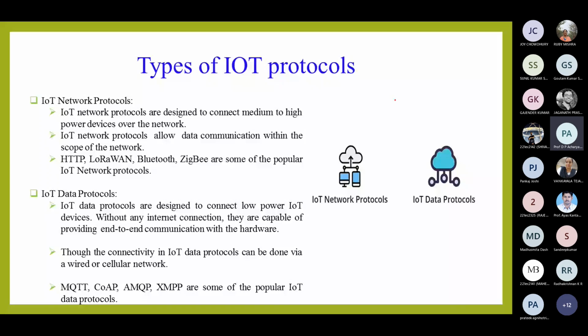We create ad hoc networks which are locally communicating, then try to collect information through that ad hoc network, then make the data jump from the ad hoc network to a standard network. Such things can be done through different communication protocols. So IoT data protocols are there, and just like our HTTP, we have MQTT, CoAP, AMQP, XMPP, some of the popular IoT data protocols that are used also.